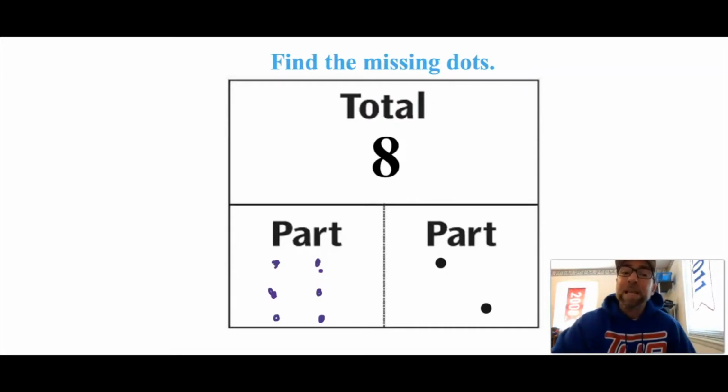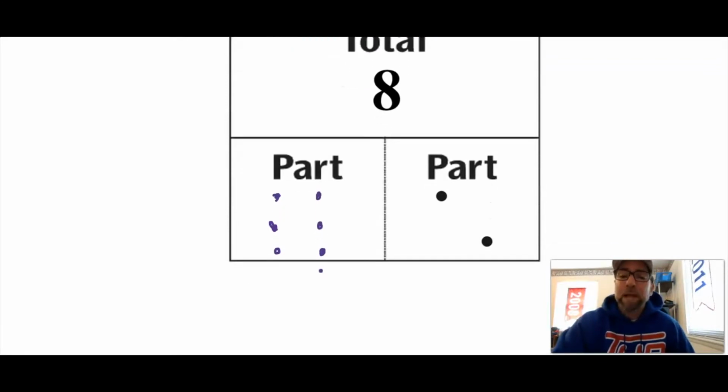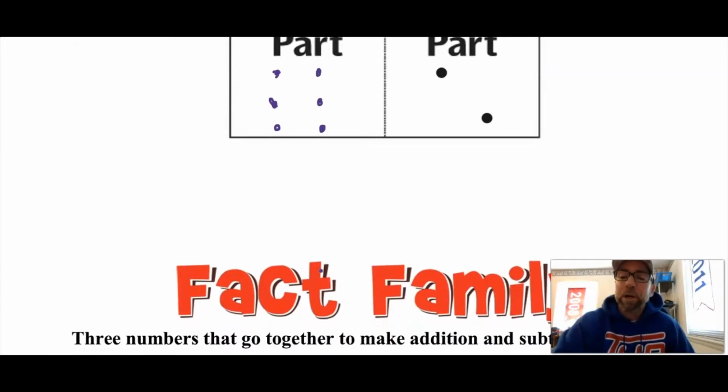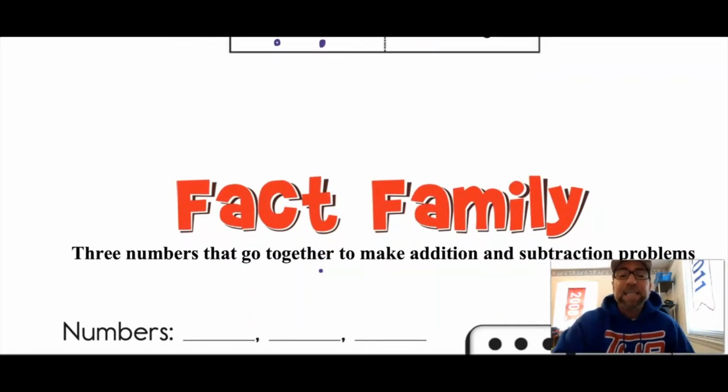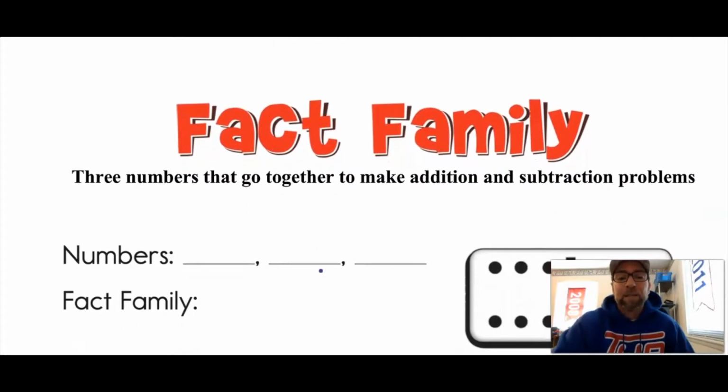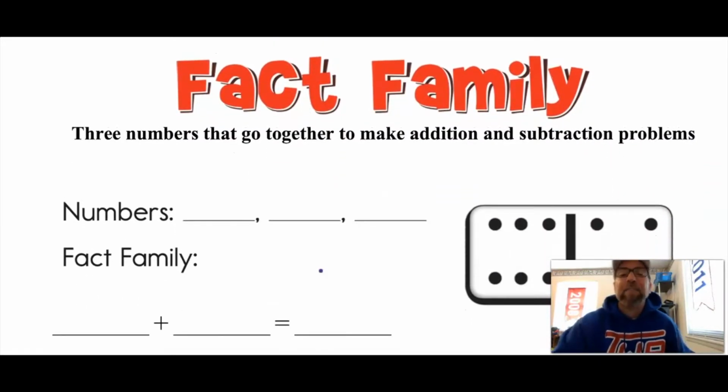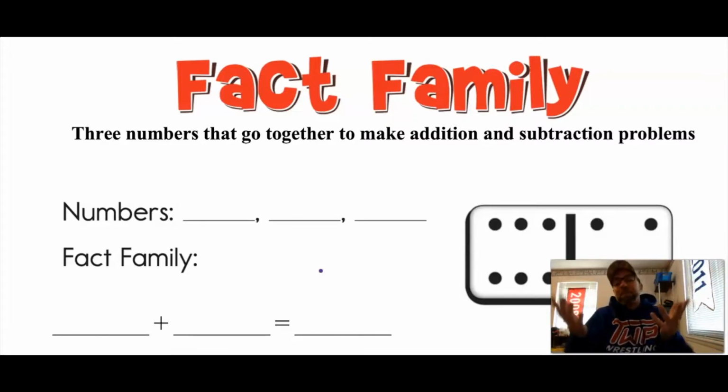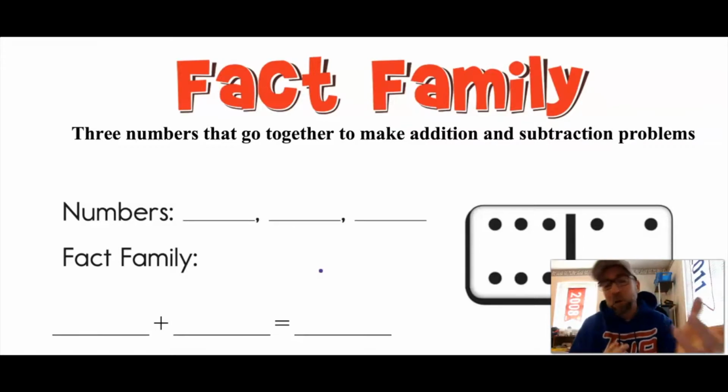Awesome job. Now this little warm-up is going to play an important part of what we're going to be learning today. Today we're going to be learning about something called a fact family. Now a family is a group of people that go together, right? You might have mommy and daddy. You might have a brother or a sister. You might have your dog or your cat or your rabbit.